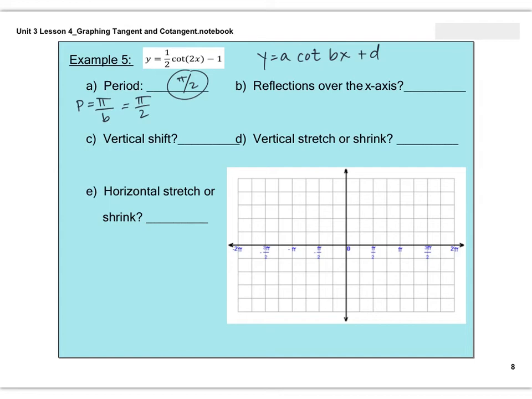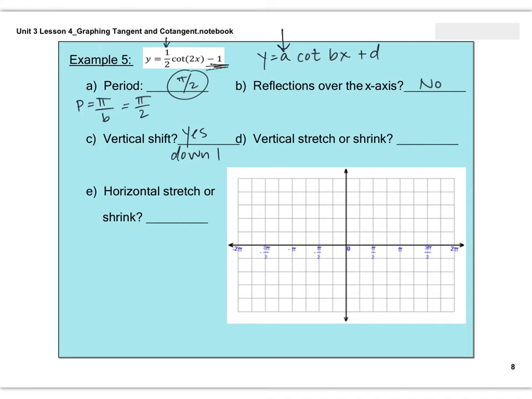Next, think about, does it reflect over the x-axis? Well, that would be if the a is negative. And in this case, it's not. We have a 1/2 there. It is not negative, so it's not going to reflect over the x-axis. Is there a vertical shift? Yes, it's going to go down 1 or negative 1. You can see that floating D back there.